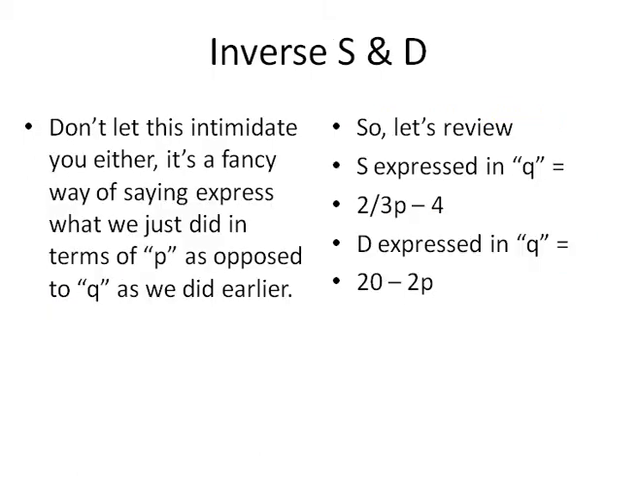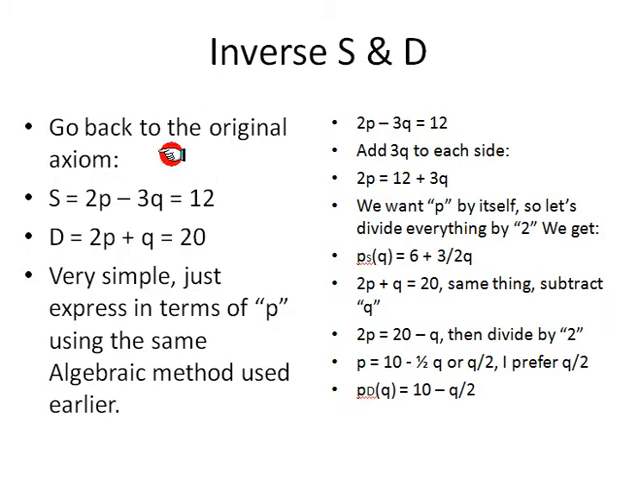Okay, so now the inverse. You know what? Don't let this intimidate you either. It's just their way of saying, in a fancy way, express in terms of p as opposed to q as we did earlier. So let's review. Q equals 2/3 p minus 4. So d expressed in q equals 20 minus 2p, right? So it's back to the original equation. So we want to get p by itself, right? So in this case, we add 3 to each side. So we get this. 2p equals 12 plus 3q. We want p by itself, so let's do this. We get 6 plus 3 over 2 times q, right?